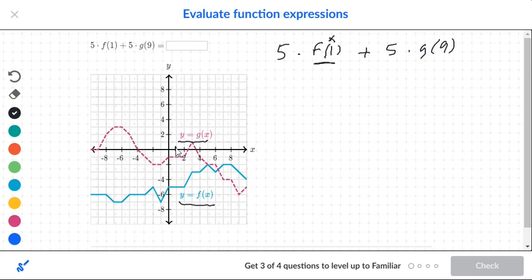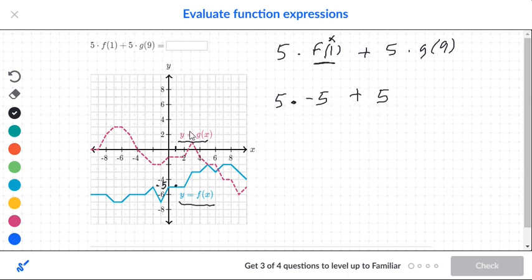So here's where 1 would be. So I want to go f of 1. F of 1 is blue. So I go down here and I stop right there, and that would be a negative 5. So f of 1 would match up with negative 5 because that's where it touches the blue line. So this is going to become a negative 5 plus 5 times.